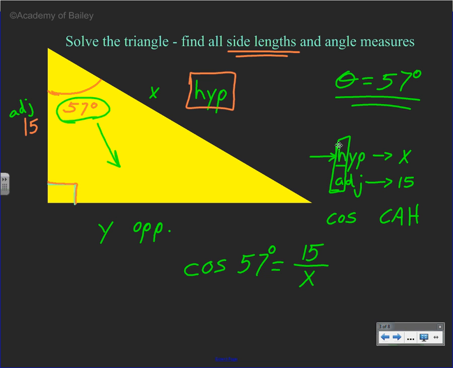And so now you just go ahead and solve this out. How do you solve this? Since we have a fraction, we can cross multiply. So x gets multiplied by the cosine of 57 degrees. And 1 gets multiplied by 15.